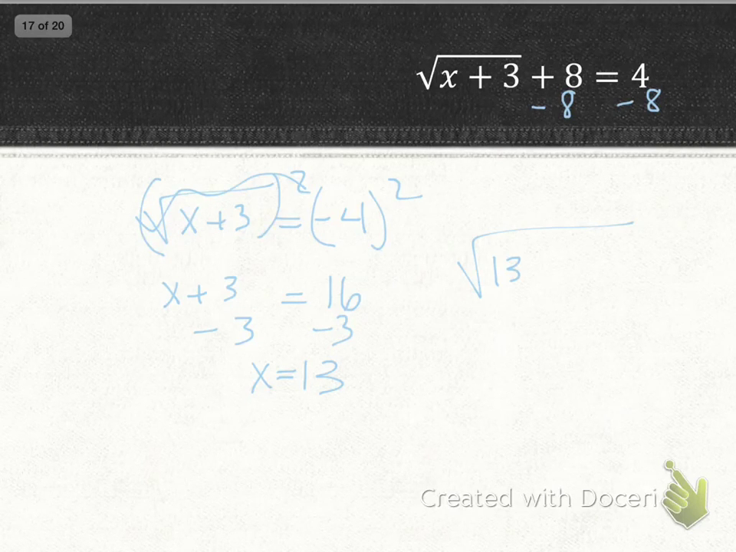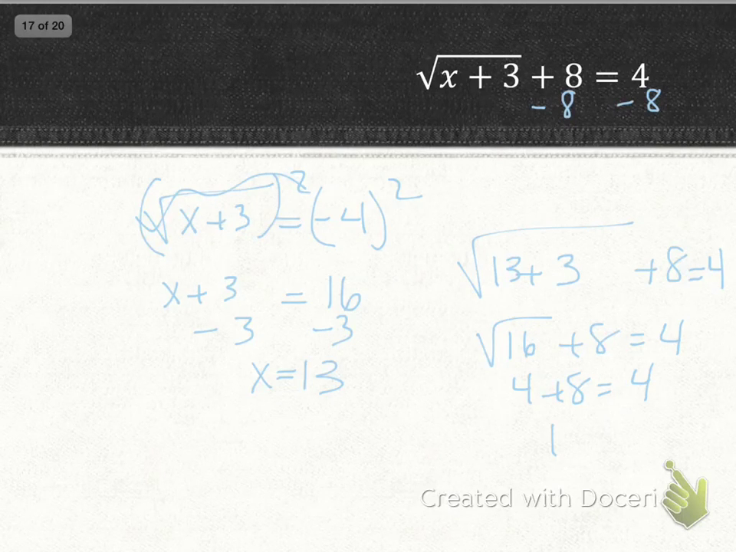So square root of 13 plus 3 plus 8 on the outside equals 4. 13 plus 3 gets me 16. Square root of 16 is 4. 4 plus 8 is 12. That did not work, so I have an extraneous solution.